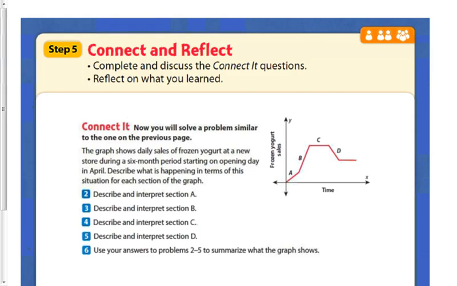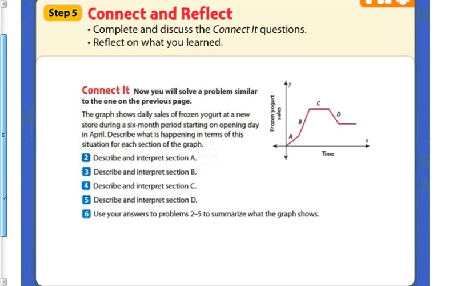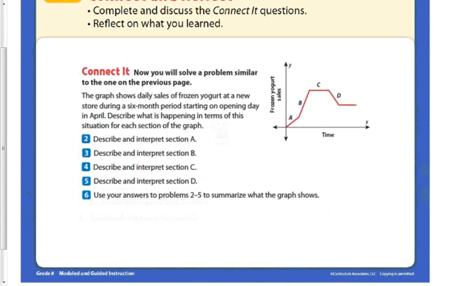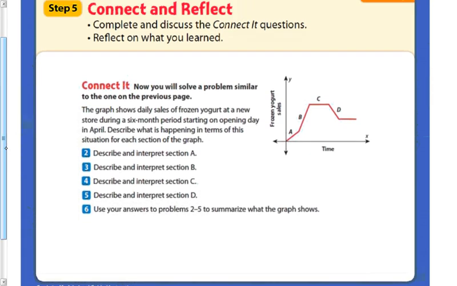So why don't you turn the page over, go to this connect and reflect. I'd like you to look at this similar situation to what we just did. It's another graph. It's another situation. It says now you have to solve a similar problem to the one on the previous page. The graph shows daily sales of frozen yogurt at a new store during a 6-month period, starting on opening day. In April, sorry. Describe what is happening in terms of this situation for each section of the graph.